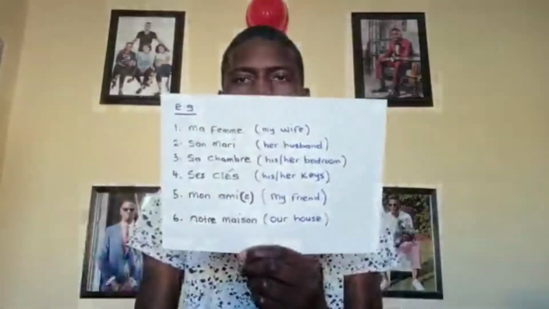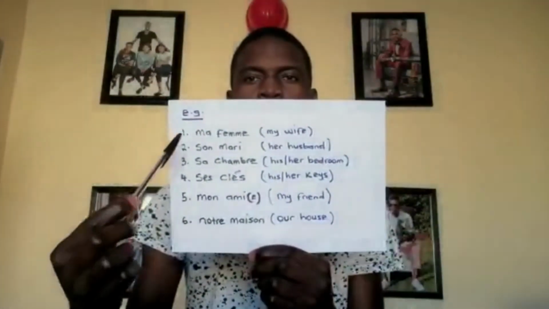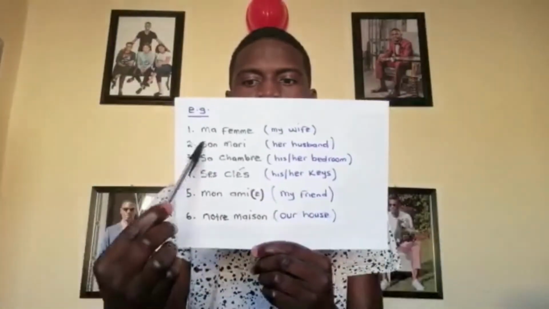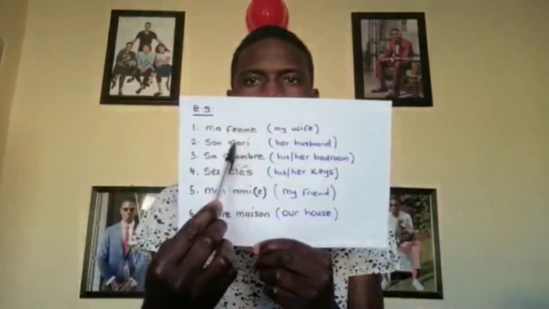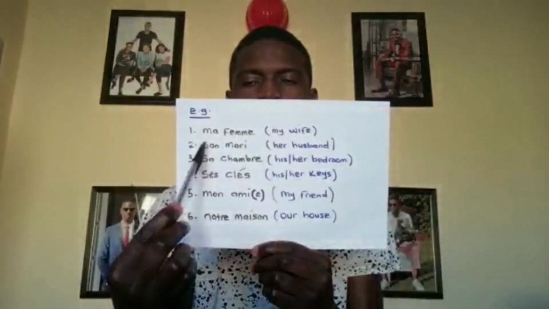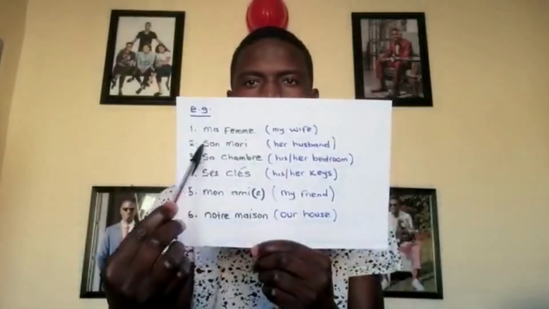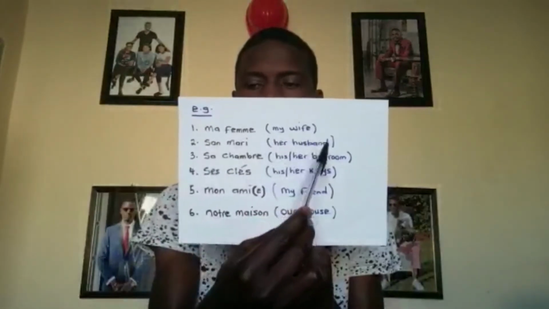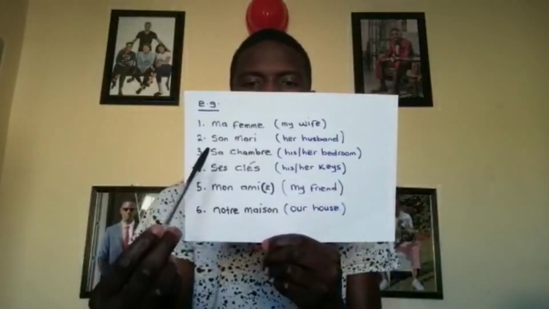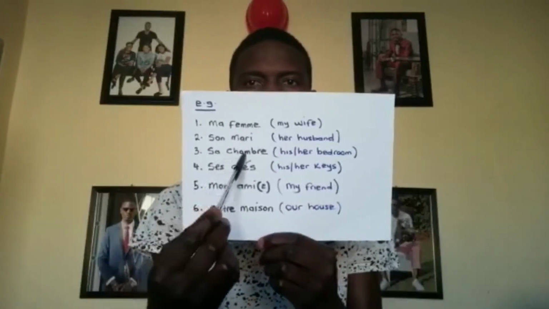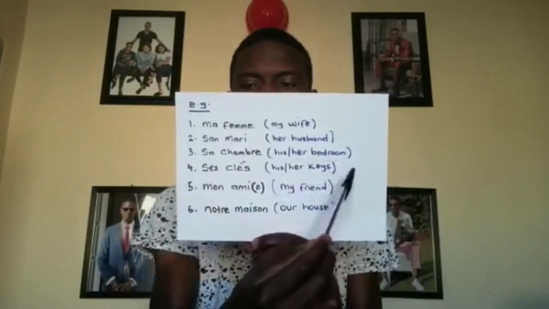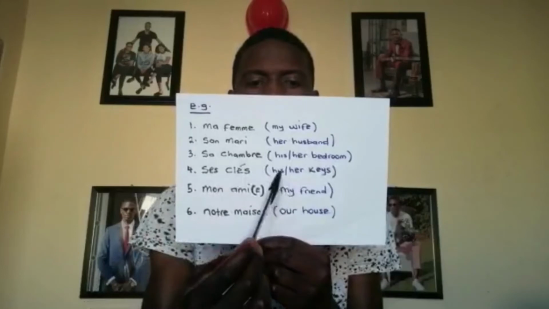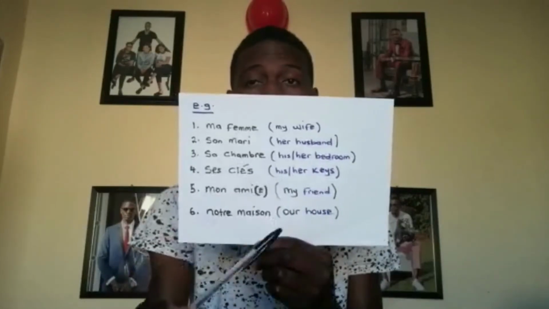On va voir quelques exemples. The first one we have ma femme, which means my wife. The second example we have son mari, because mari, which is husband, is masculine, so that's why we use the possessive adjective son. Son mari to mean her husband. Third example there we have sa chambre to mean his or her bedroom. The fourth example is ses clés to mean his or her keys, dog keys, whatever.